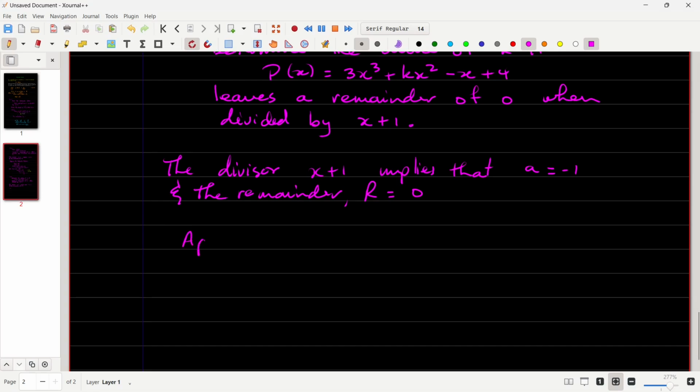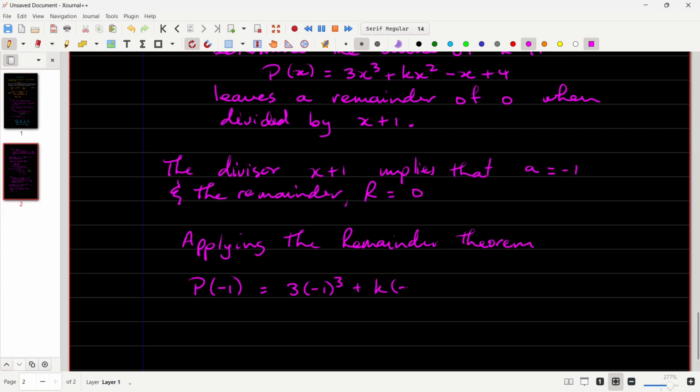So I'm going to be applying the remainder theorem. Right, so I'm applying the remainder theorem, and I know that I need to evaluate p of negative 1, which is going to be equal to 3 into negative 1 raised to the third power plus k into negative 1 raised to the second power minus negative 1 plus 4. All right, let's do this now.